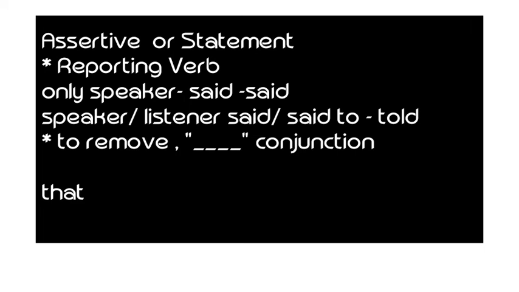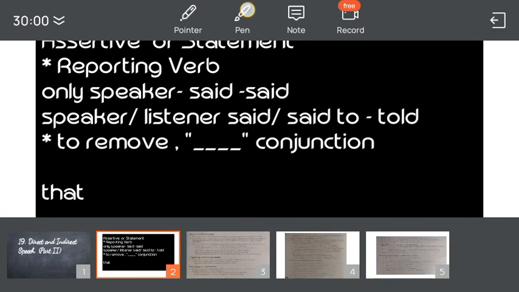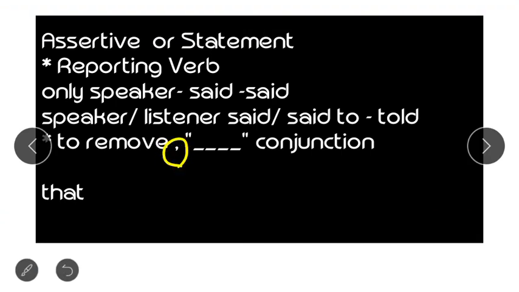Here, when we are changing direct speech into indirect speech, we remove the comma. We remove the comma and these inverted commas. And we add the conjunction that in the sentence.